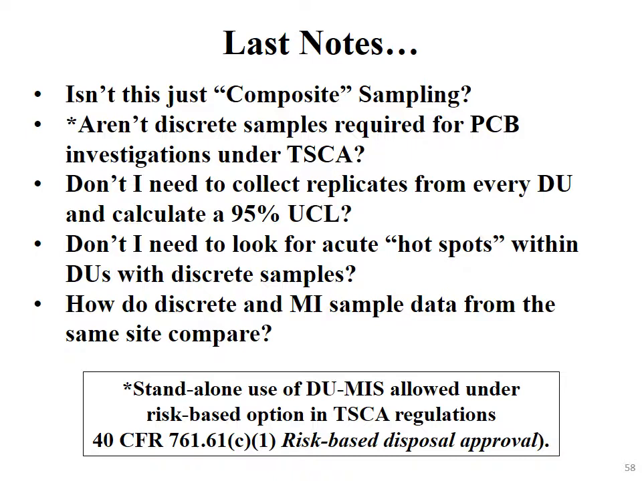A few last notes, the common questions that come up. Isn't it just composite sampling? And aren't discrete samples required under some regulations, like under TSCA for PCBs? Don't I need to collect replicate samples from every DU and calculate 95% UCLs? We talked about it a little bit, and we'll discuss that again in a few minutes. Don't I need to look for acute hot spots within DUs with discrete samples? Another erroneous reason to collect discrete soil samples. And how do discrete and MI sample data compare from the same site? We'll look at one site there.